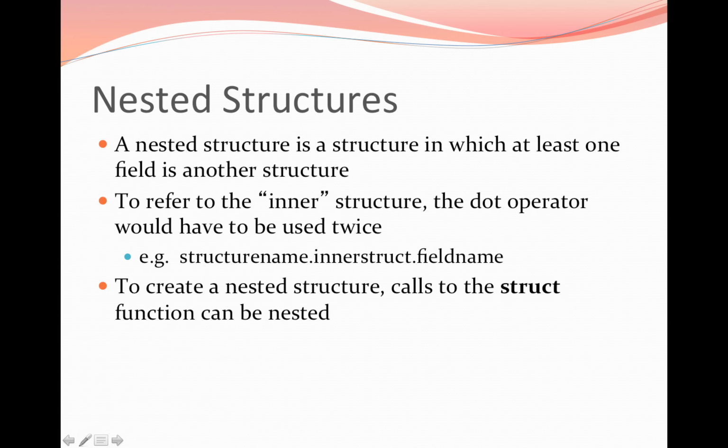We can also have nested structures. A nested structure is a structure in which at least one of the fields is itself a structure. Once you've created that, to refer to the inner structure, you need to use the dot operator twice. So for example, you'd say the structure name dot, and then the name of the field within that, which is itself a structure, so the inner structure, dot, and then the name of a field within that. To create a nested structure, you can nest calls to the struct function.